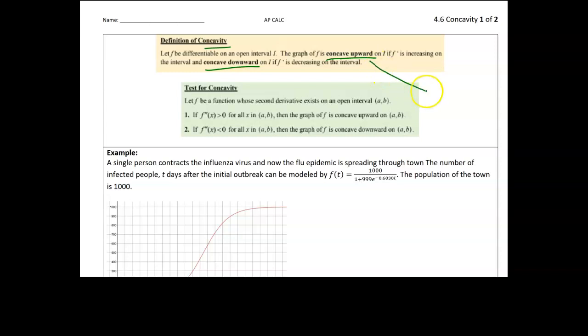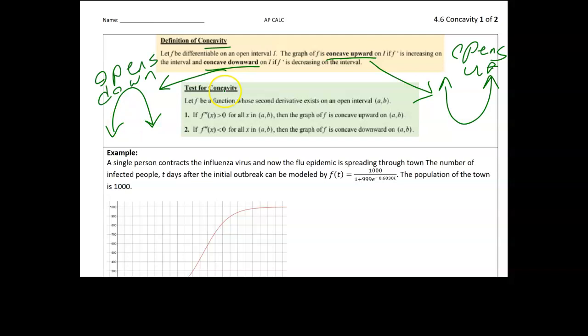So concave up means the graph opens upwards, so it's like a happy parabola, right? Concave down means the graph opens downward, so it's a sad parabola. So that's what these words mean, right? In plain English, it's just which way does the graph open? And that's not super profound just yet. I want to talk about how this relates to the derivative, and then we'll look at an application of why this is useful.